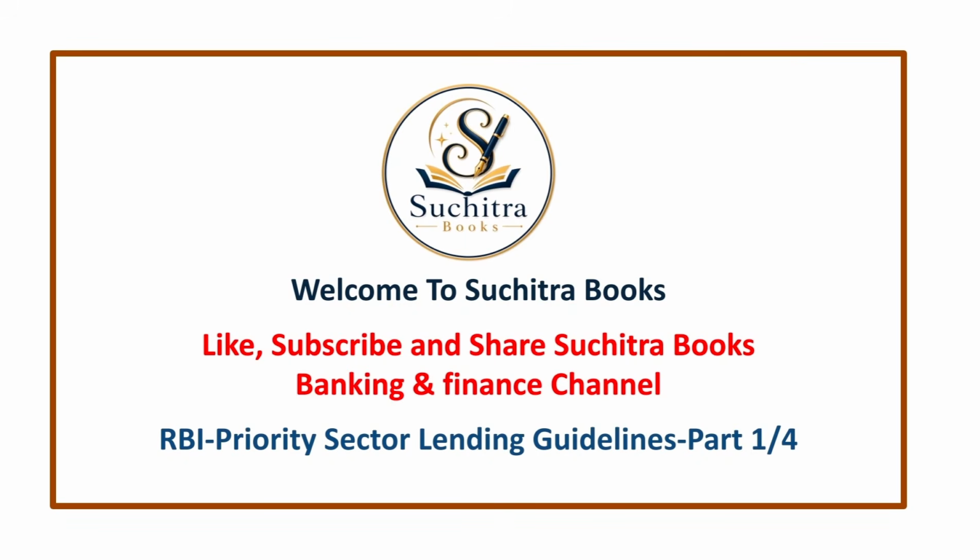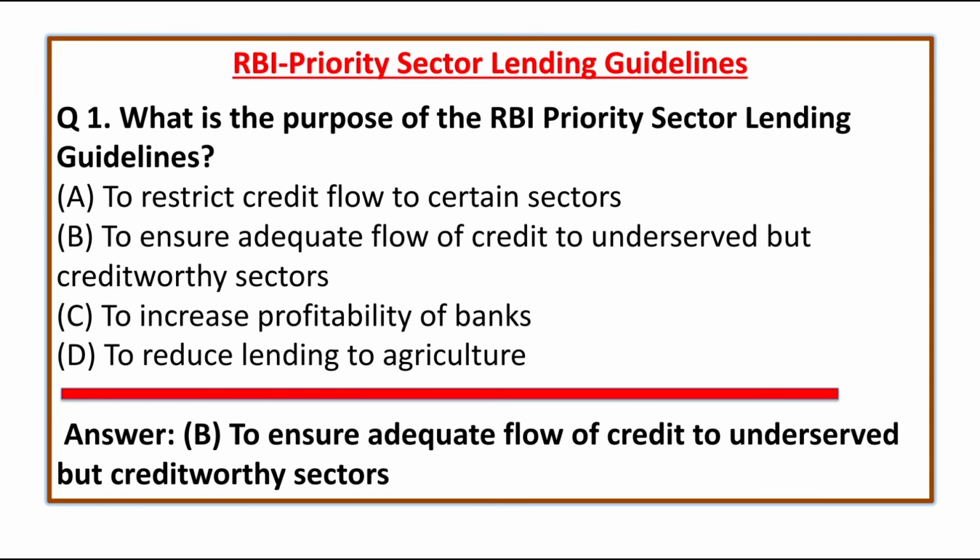RBI Priority Sector Lending Guidelines, Part 1/4. Question 1. What is the purpose of the RBI Priority Sector Lending Guidelines? A. To restrict credit flow to certain sectors. B. To ensure adequate flow of credit to underserved but credit-worthy sectors. C. To increase profitability of banks. D. To reduce lending to agriculture. Answer. B. To ensure adequate flow of credit to underserved but credit-worthy sectors.